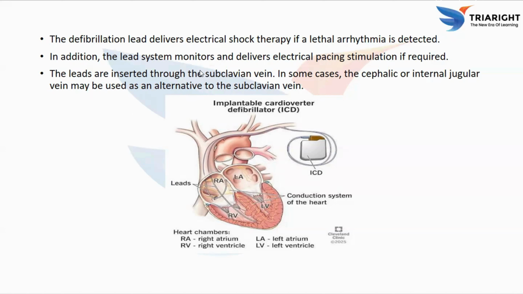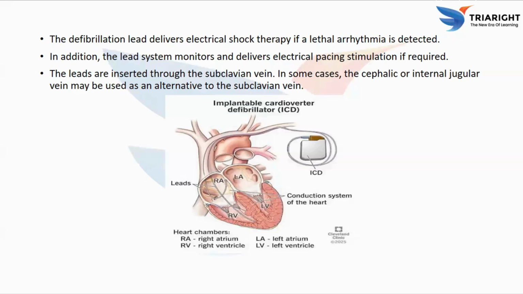And then venous access for lead placement. So what are the veins which are accessed for placement of these ICD leads? The common routes are the subclavian vein, which is the most common, the cephalic vein, and the internal jugular vein. These are alternatives. So what is the path of a lead? First the subclavian vein, then into the SVC, and then right atrium to right ventricle.